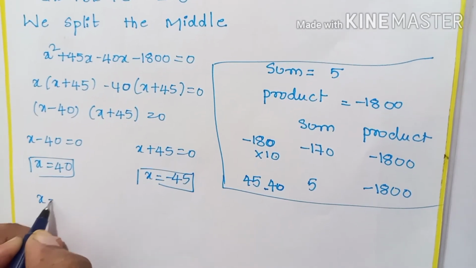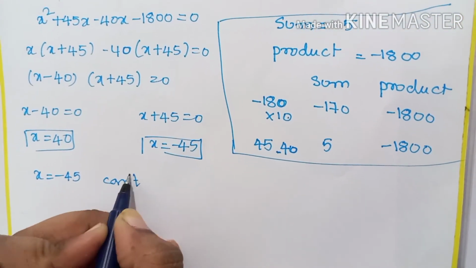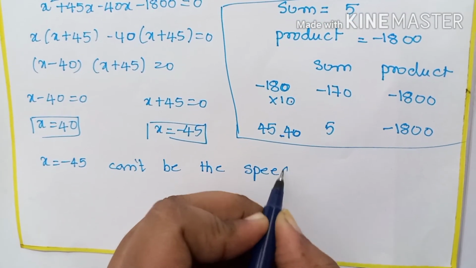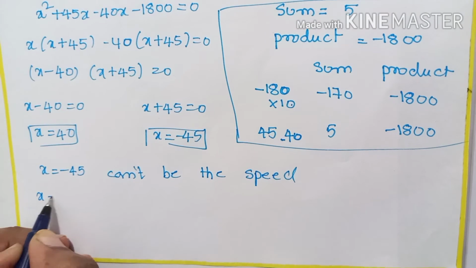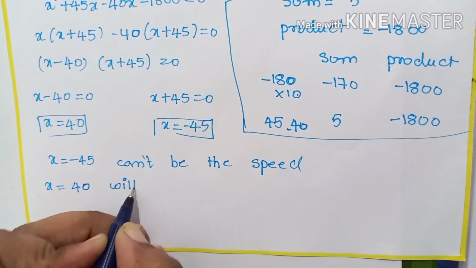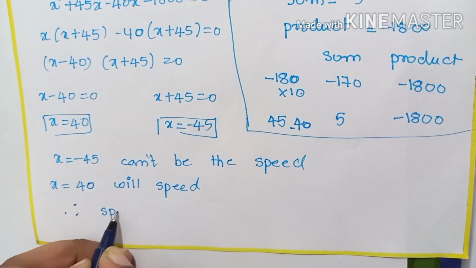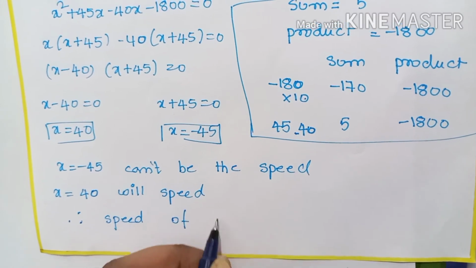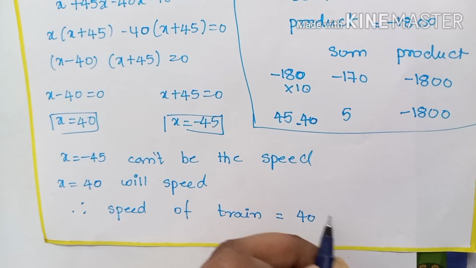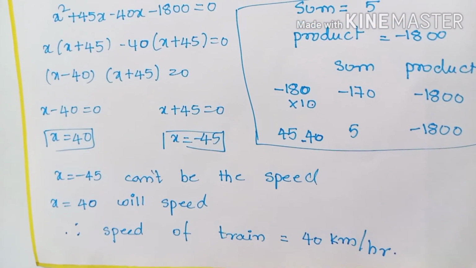So x equals minus 45 cannot be the speed, because we should not take the speed as negative. So x equals 40 will be the speed. Therefore the speed of the train is 40 kilometers per hour, and that's enough.